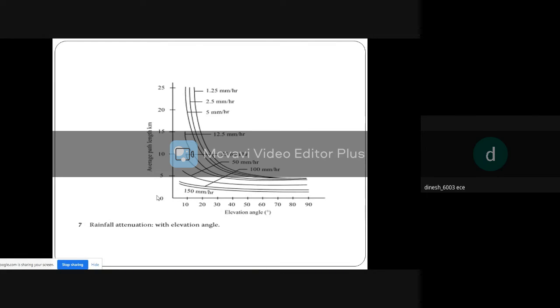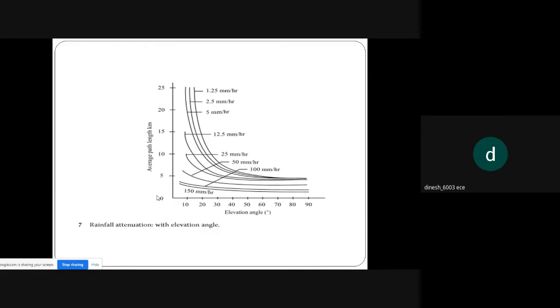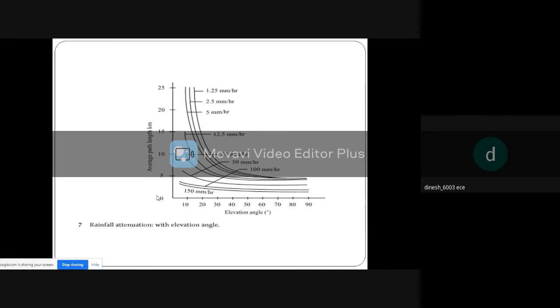So average path length in y-axis and elevation angle measured in degrees in x-axis. You can see if there is an elevation of 10 degree, the rainfall is 150 millimeter per hour. You can see average path length will become approximately 3.